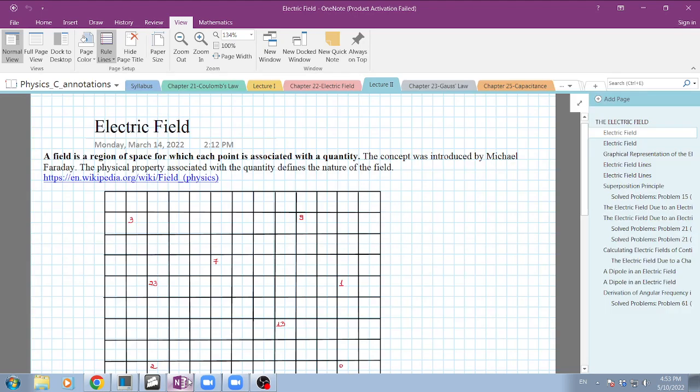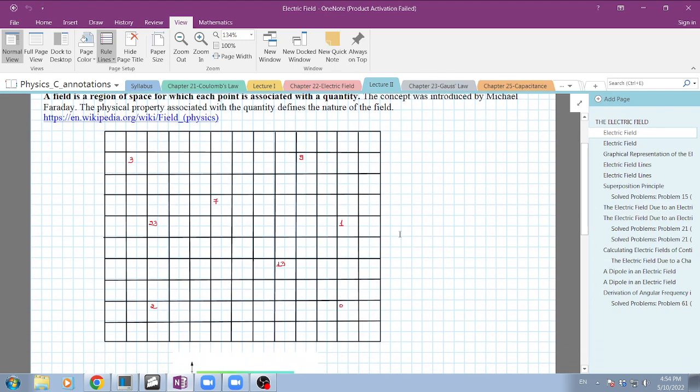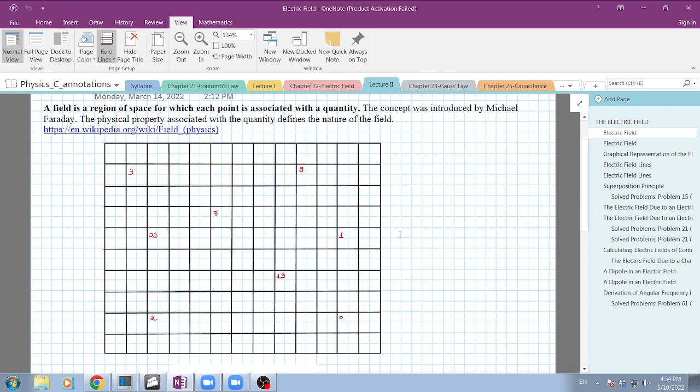Okay, guys, so today I would like to talk about the electric field. And before I go there, I'm going to very quickly explain the concept of field. Every time we talk about field, it's a very easy concept. Field is just a region of space for which each point in space you associate a quantity.